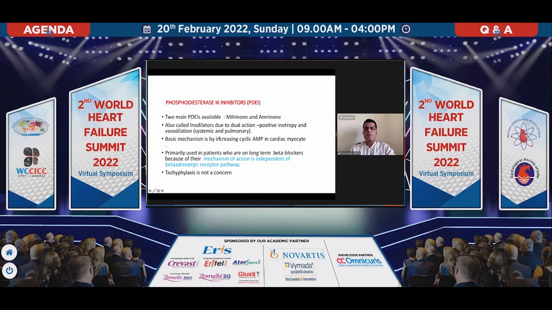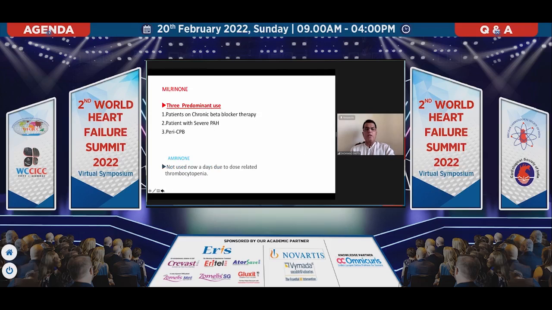Milrinone is one drug which has dual action: positive inotropy and vasodilatation, both systemic and pulmonary. They are like inodilators, not inoconstrictors. So we have to have some systemic blood pressure to use this drug, so that BP does not fall after starting this therapy. There are three predominant uses: patients on chronic beta blocker therapy, where Dr. Kane is going to discuss beta blockers and heart failure and the role of milrinone, the phosphodiesterase inhibitor, may come in; patients with severe pulmonary hypertension; and peri-cardiopulmonary bypass. Of course, enoximone is not used because of thrombocytopenia.